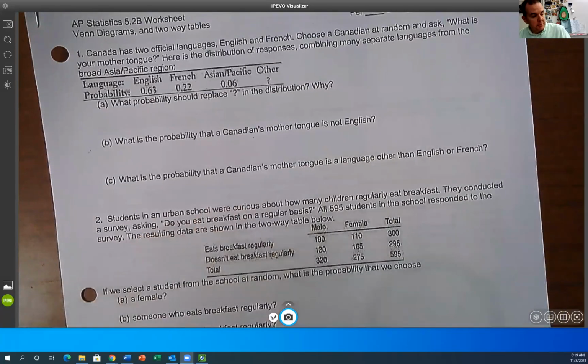Okay, we're going to go ahead and take a look at some of these problems. I'll try to explain some of the ideas as we go through. These are some of the ideas of probability problems you'll see.